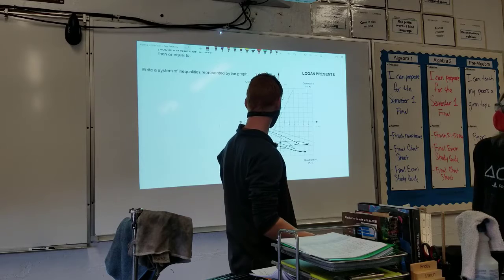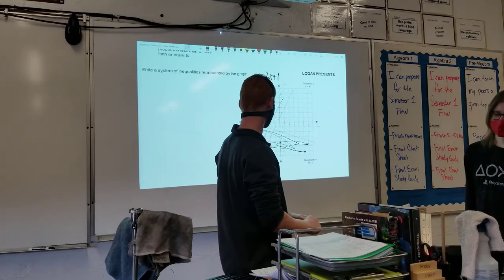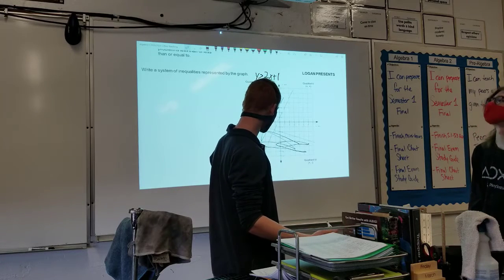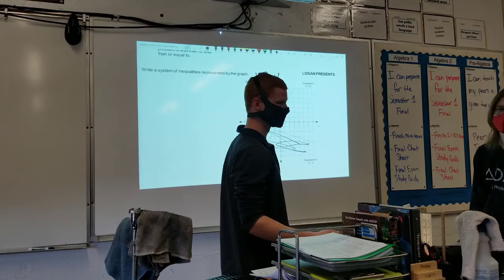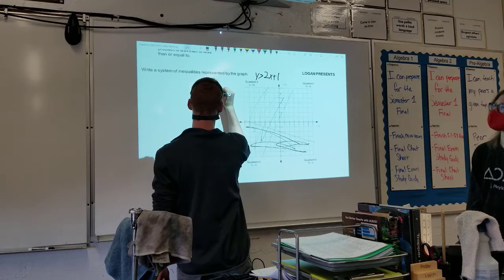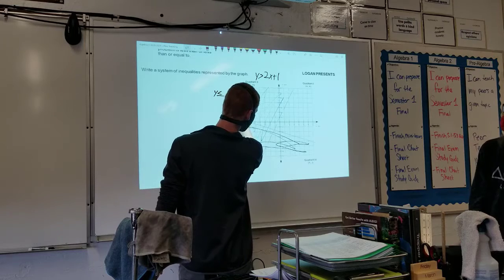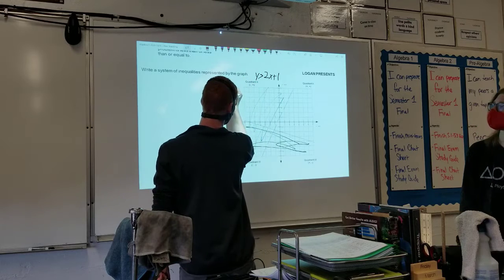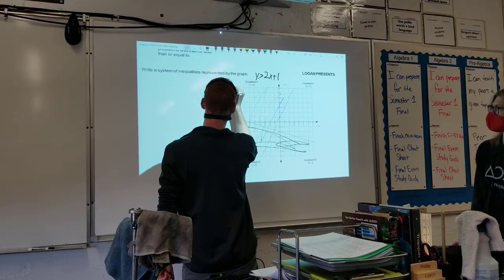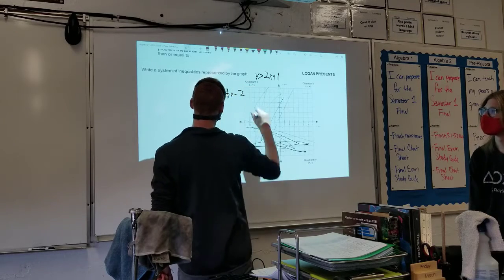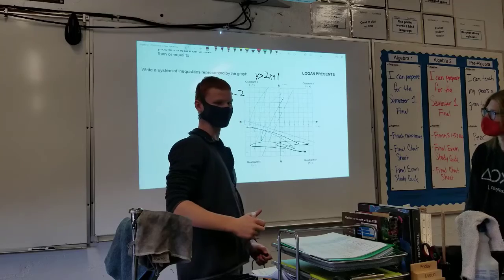So this one right here, I would do the same thing as I did for the other line, and since it's shaded down, it will be y is less than or equal to, because it's a solid line. Negative x minus 2. Okay.